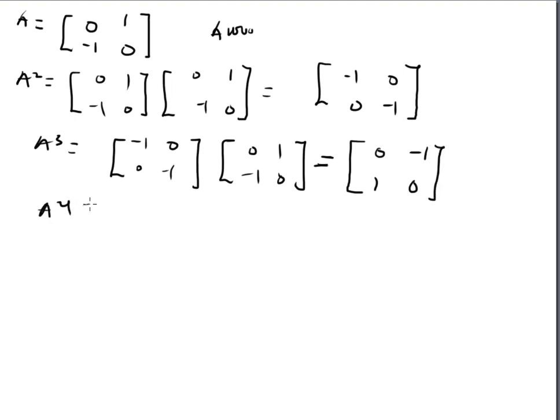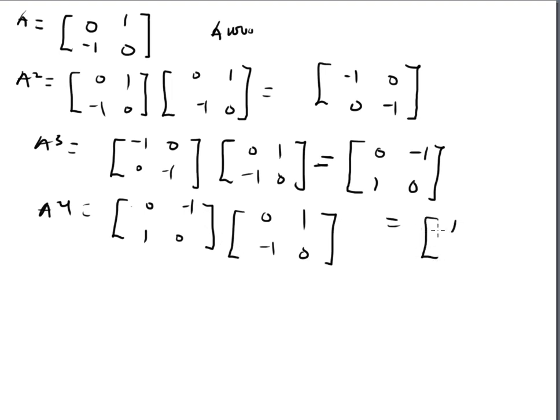So finally, A4. We could actually do this the easier way by computing A squared and multiplying them together, but this method is also equally correct. Negative 1, 0. Now, 0 times 0 gives us 0. Negative 1 times negative 1 gives us 1.